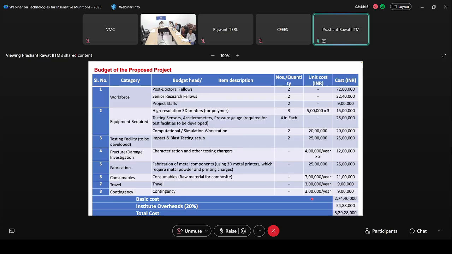And here is the budget of the proposed proposal. We have subdivided it into two problems. For that we need manpower, and we have to develop tailor-specific input parameters in the impact setup as well as the blast loading setup. We are going to integrate such facilities along with damage investigation and design development, which is already there in the picture. So the entire project, including 20% overheads of the institution, is going to cost 3.29 crores.